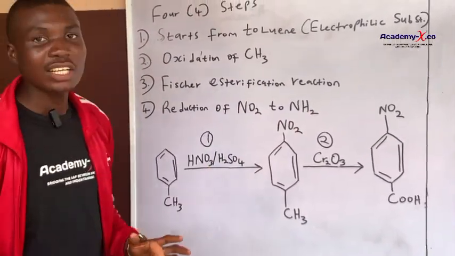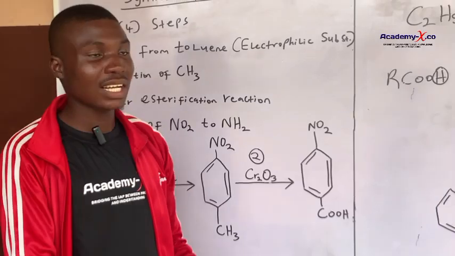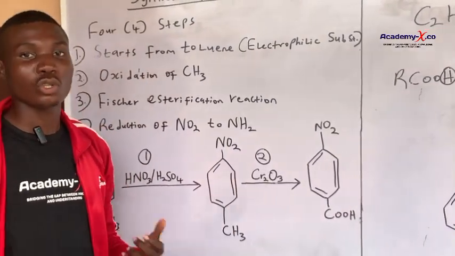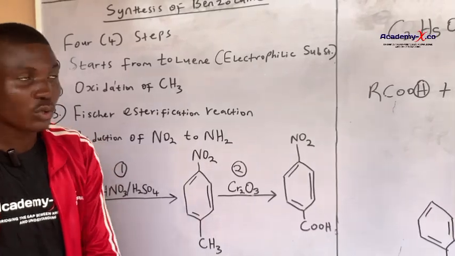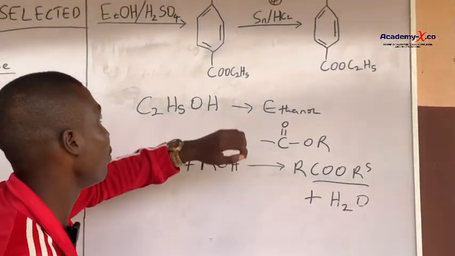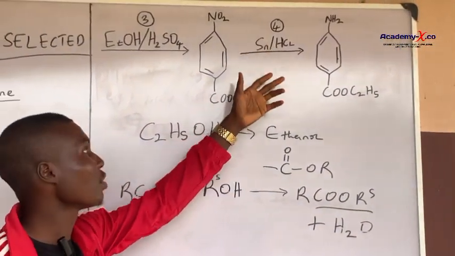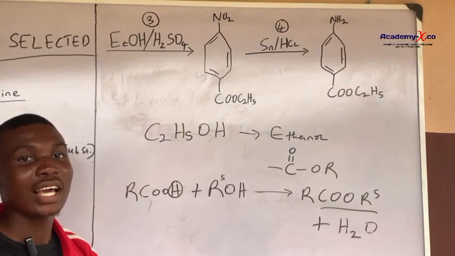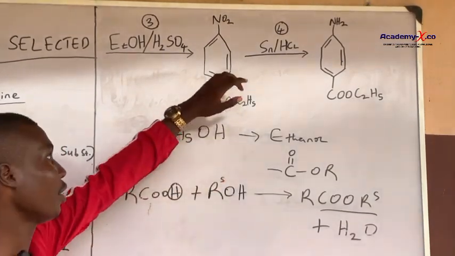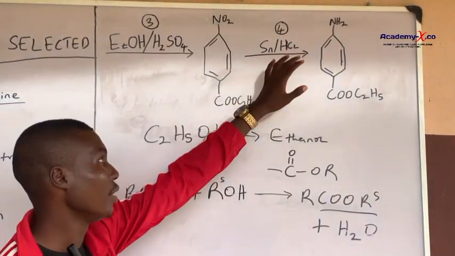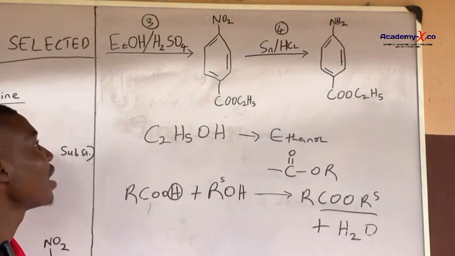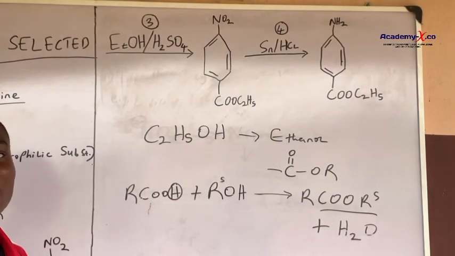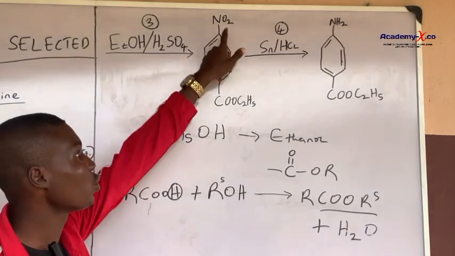And we can actually use different substances to achieve this reduction. Of course, there are different reducing agents. But in the context of this particular tutorial, the reducing agent employed will be tin mixed with hydrochloric acid. The symbol for tin is Sn. So tin with hydrochloric acid will be used as the reducing agent to reduce NO2 to NH2.